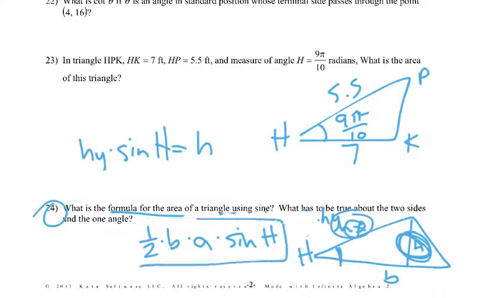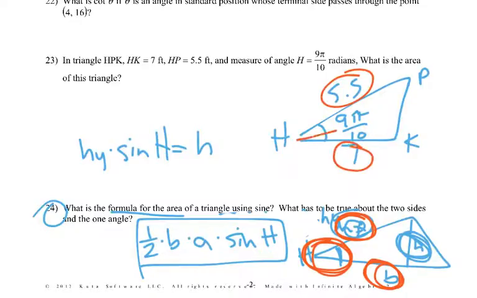So, that's our formula, and what do we have to know about it? This is what we have to know. The angle can only use the two sides that are touching it, that are adjacent to it. So the angle has to be between the two sides, like in this case. We have the angle in between the two sides, then we just use the formula.